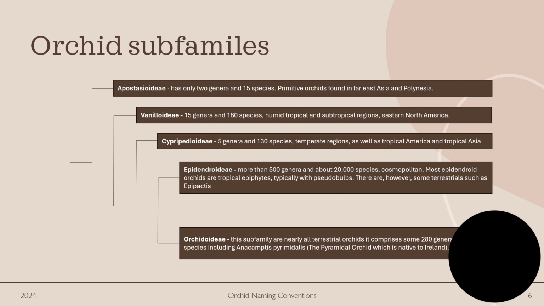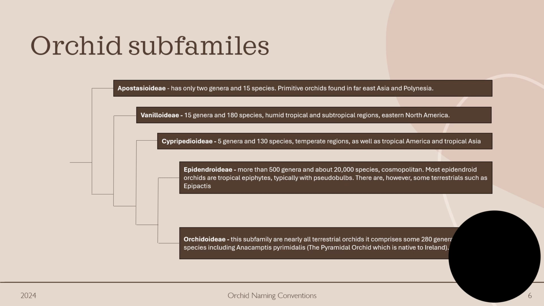The next family there is Vanilloideae, that has 15 genera and 180 species in it, found in humid tropical and subtropical regions, as well as eastern North America. And the first part of that name, vanilla, gives you an idea about what plant is actually in that family. It is the family which contains vanillas.